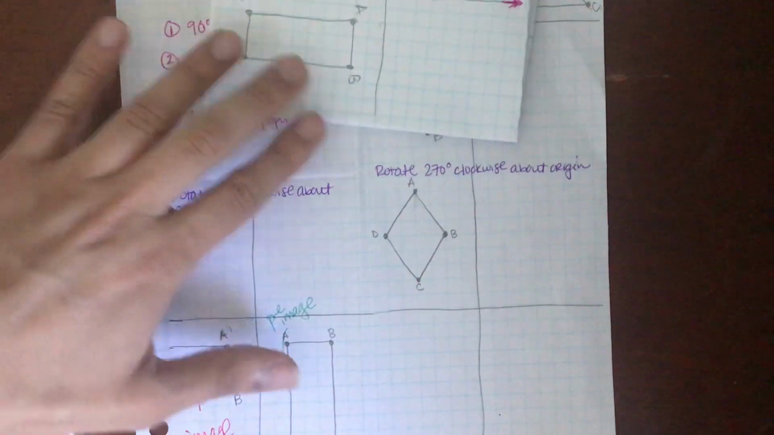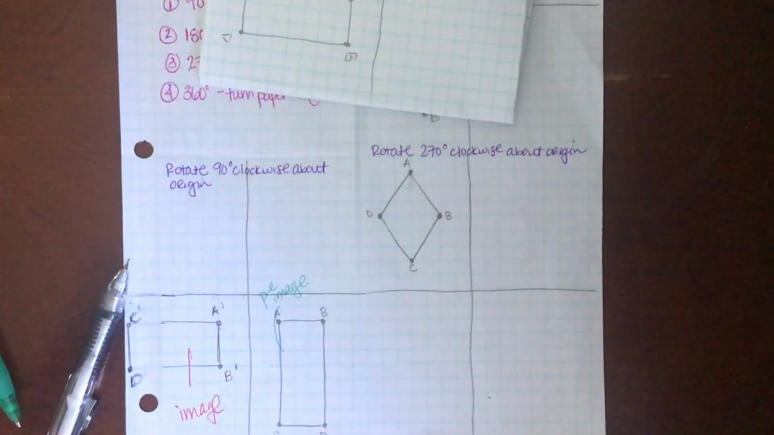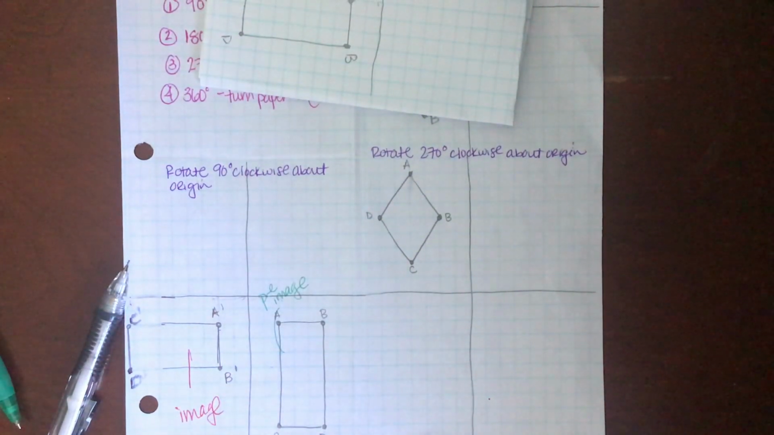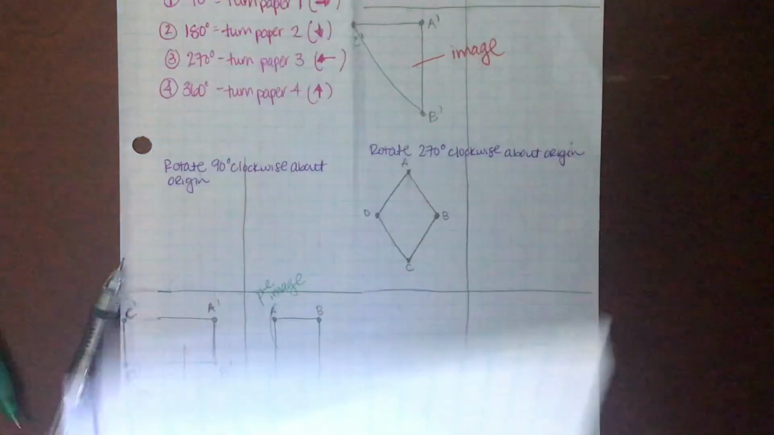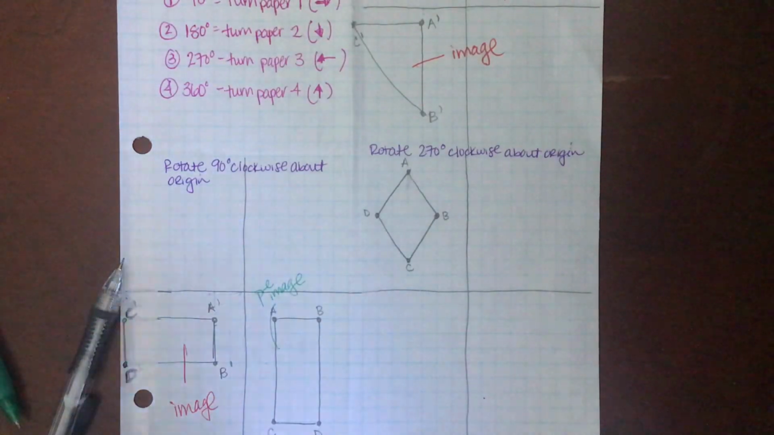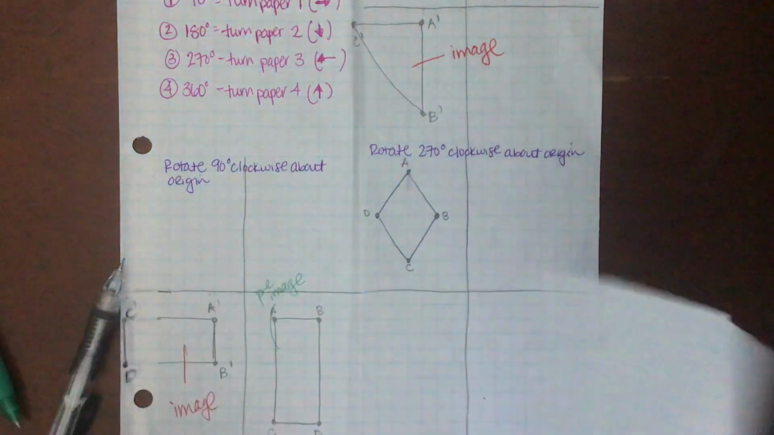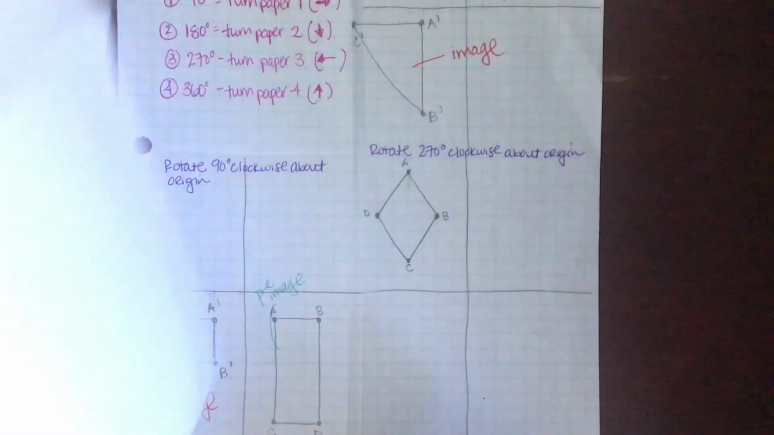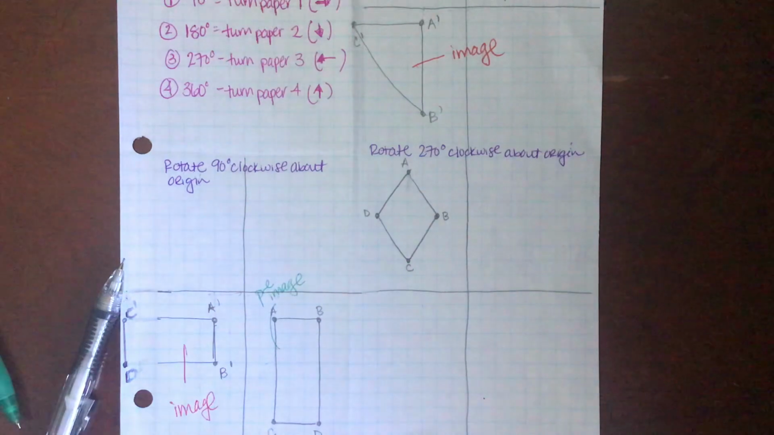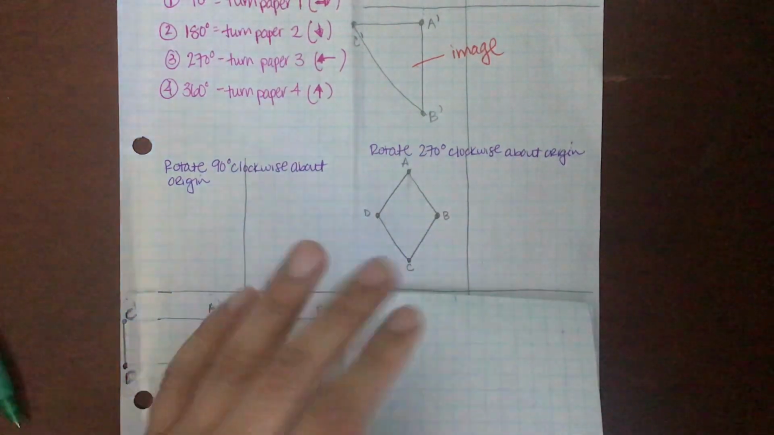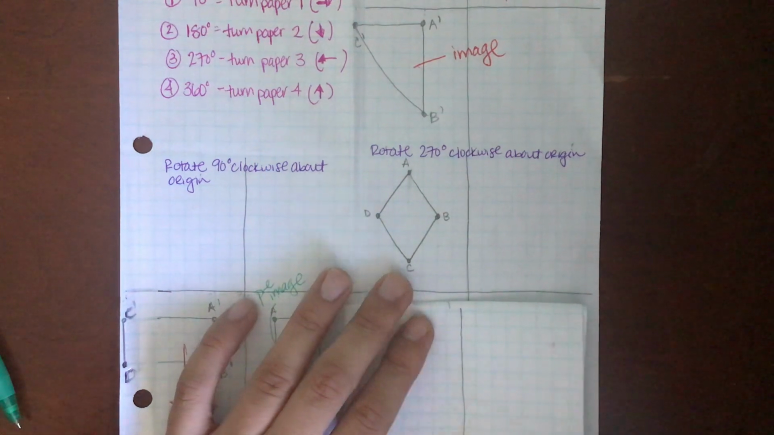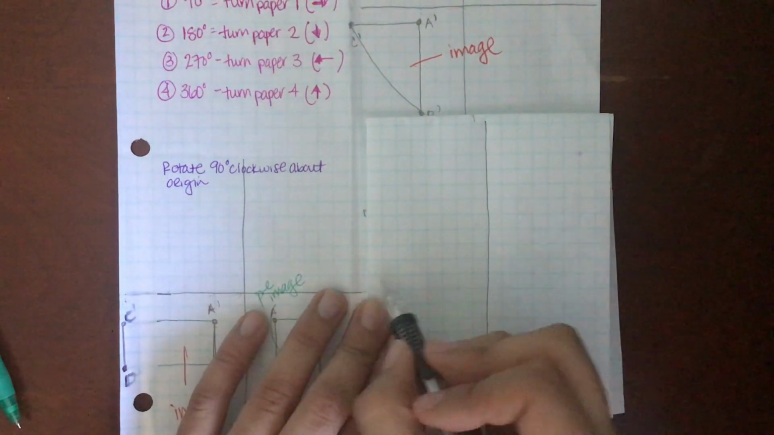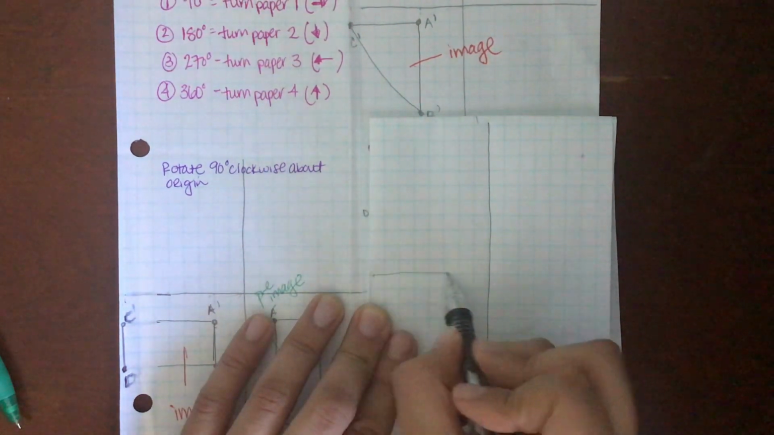Let's go ahead and do our last example. Okay, we're going to rotate this shape 270 degrees clockwise about the origin. Okay, so what I'm going to do is I'm going to grab my paper once again. And I'm going to just trace this shape into this paper. So now you're pretty much tracing the shape into your graph paper.